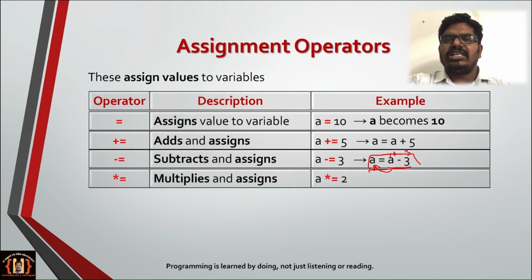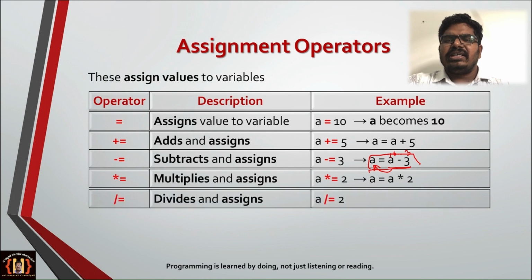Next is multiply and assign. This operator is star equal. Star equal is multiply and assign. So first it multiplies the variable with 2 in this example and assigns the result to the variable a. This is equivalent to a equal to a star 2, which is an equivalent representation of a star equal to 2. What does it mean? If a equal to 10, 10 into 2 is 20, and 20 is updated to a.